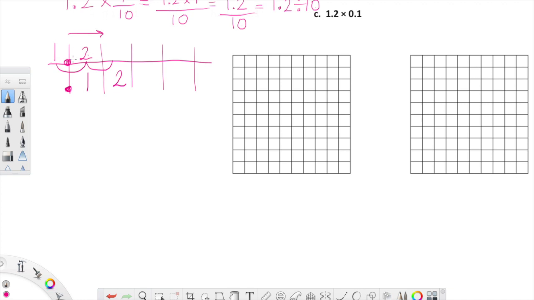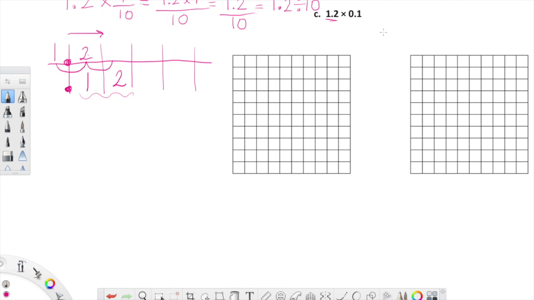So here, when we divided 1.2 by 10, we have 0.12, or 12 hundredths. Well, there's the answer, 12 hundredths. Let's model that, shall we? 1.2, we're looking for 1.2 of 1/10, or 1/10 of 1.2.